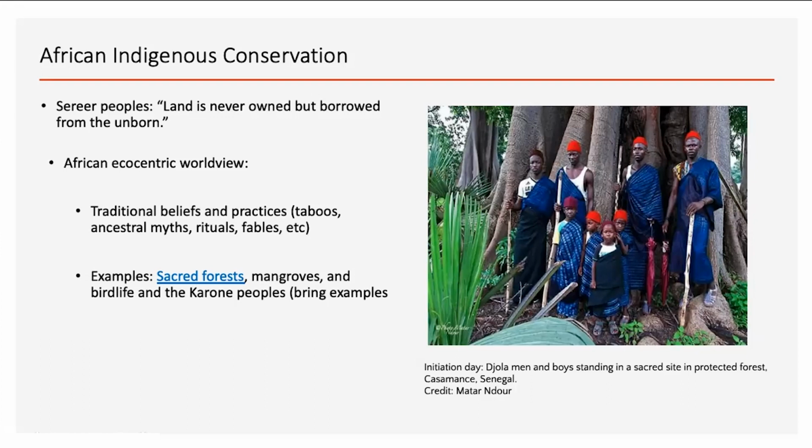And so there is also an African ecocentric worldview, right? The traditional beliefs and practices like taboos, ancestral myths, rituals and fables, all of those are part of what we call our oral history, that is passed down from generation to generation around how to manage the land, but also how to care for wildlife. Totem is probably one of the most common and well-known types of belief and ancestral myth that is still very much alive in many communities in Senegal, including my own.